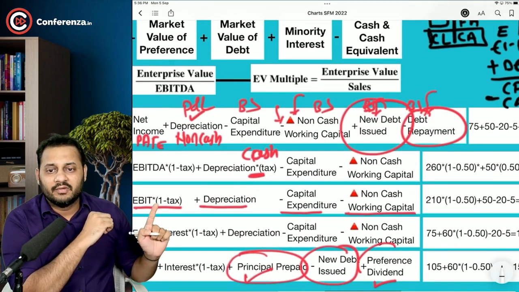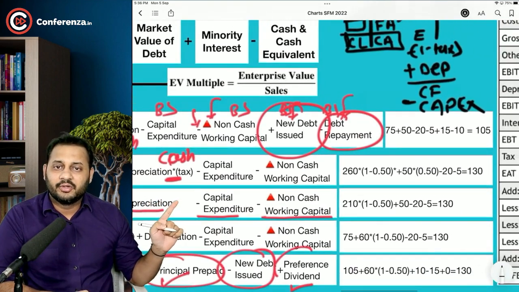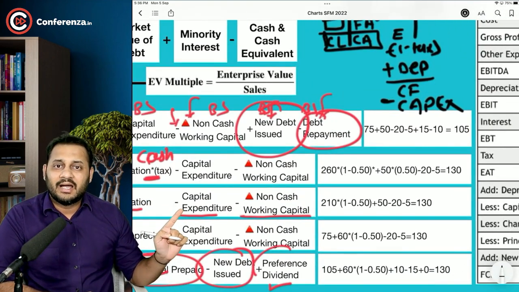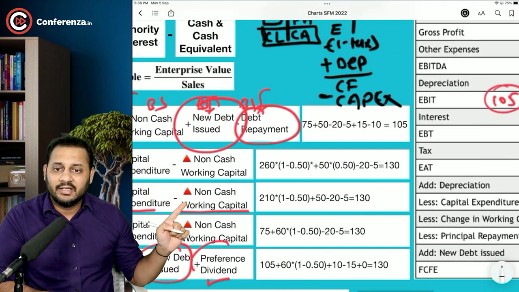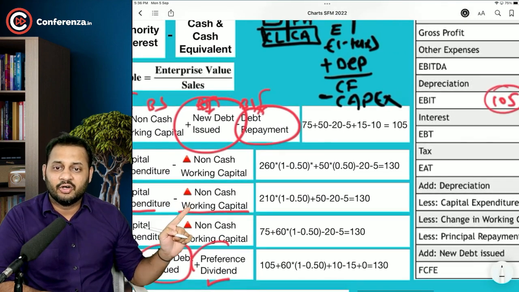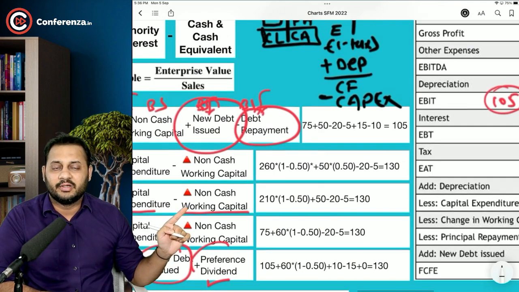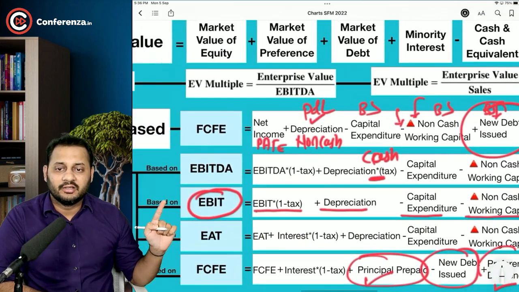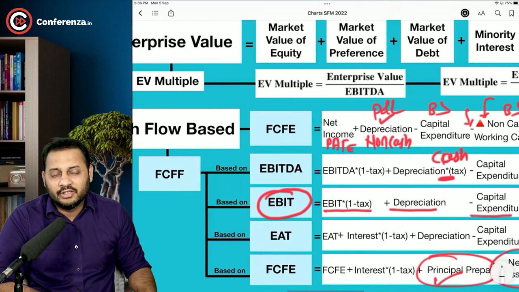So EBIT times (1 minus tax) is going to be your major thing. You will add back the depreciation in order to calculate the cash flow. Plus come the balance sheet items, that is capital expenditure to adjust the fixed assets, and less increase in the non-cash working capital. This way you will reach the FCFF, which you can later on discount to calculate the value of the firm.